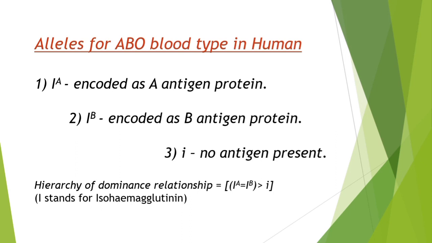That is, if somehow there is presence of capital IA and small i, then the expression of the blood group will be A blood group. Whenever there is presence of capital IB and small i, then the expression of the blood group will be B blood group. That is, small i is always recessive in nature, and only if two small i are present, then the expression of the blood group will be O.